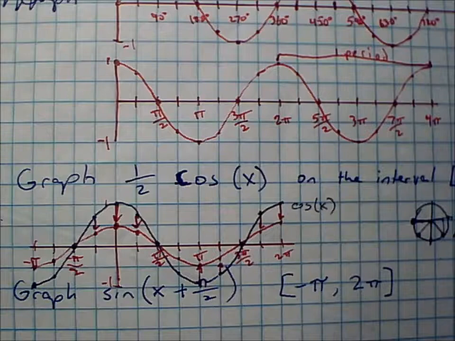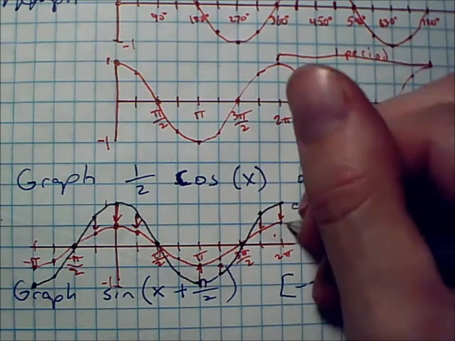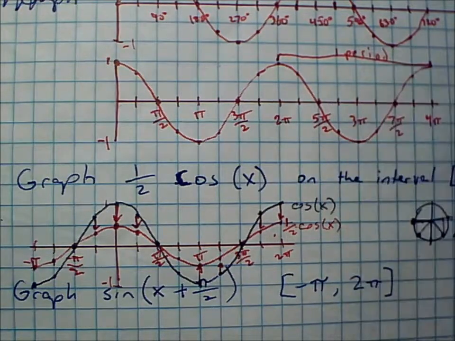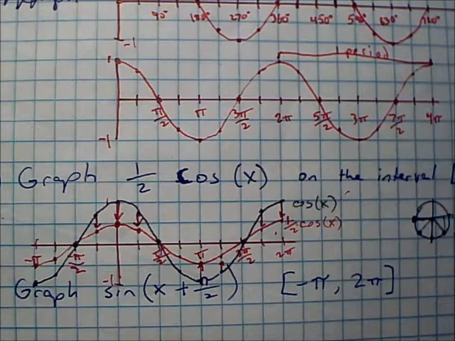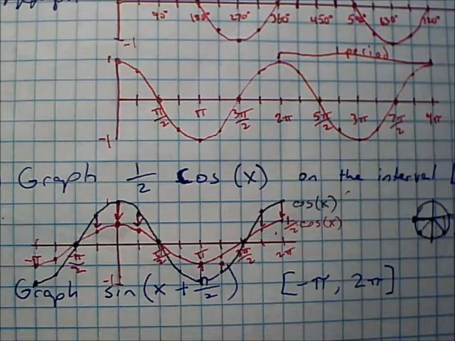Okay, so there's my graph. So this would be, in red, 1/2 cosine of x. And then in black, the original cosine of x. So start by graphing cosine of x, and then apply whatever transformation you need to. In this case, a vertical shrink by 1/2.